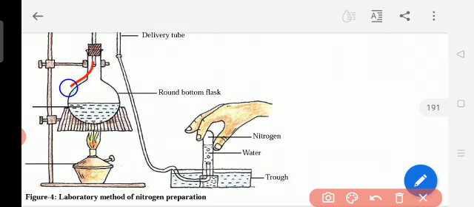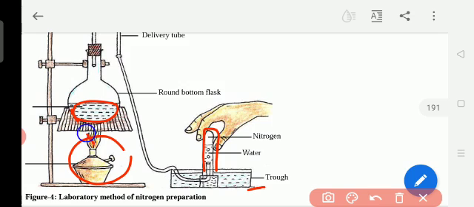So in figure 4 it is the round bottom flask. It is a delivery tube. It is a heating apparatus, a spirit lamp. We have a spirit lamp in the lab. It is a trough and test tube. Here they put ammonium chloride and sodium nitrite in this flask. Afterwards they poured the water in this, so that ammonium chloride and sodium nitrite are mixed and dissolved.